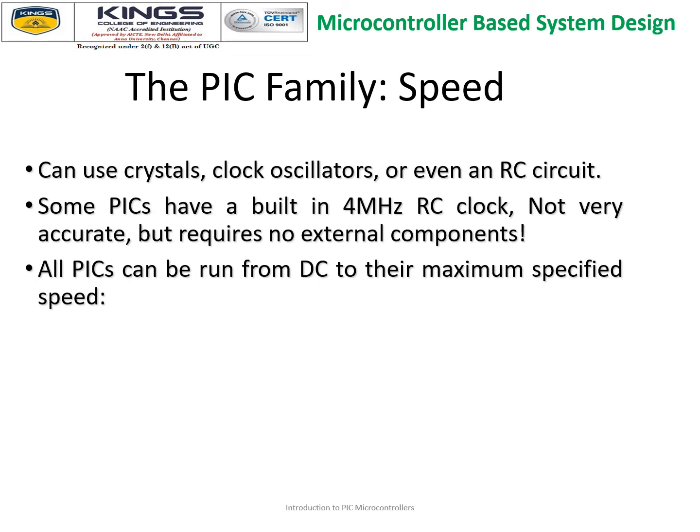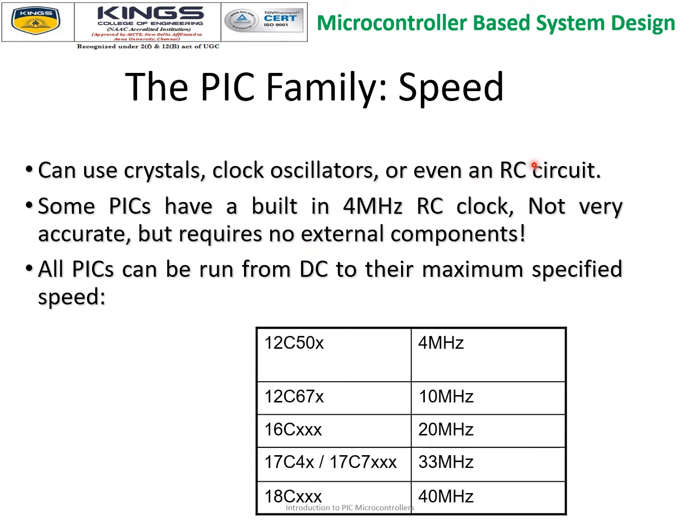So the PIC speed: it can also use crystals or clock oscillators, or there can be an RC circuit for generating the required frequency. Some PICs also have a built-in 4 MHz RC clock. Here it does not require any external components. Even though it is not accurate, it can provide a near 4 MHz RC clock. All the PICs can be run from DC to their maximum specified speed, which is given below.